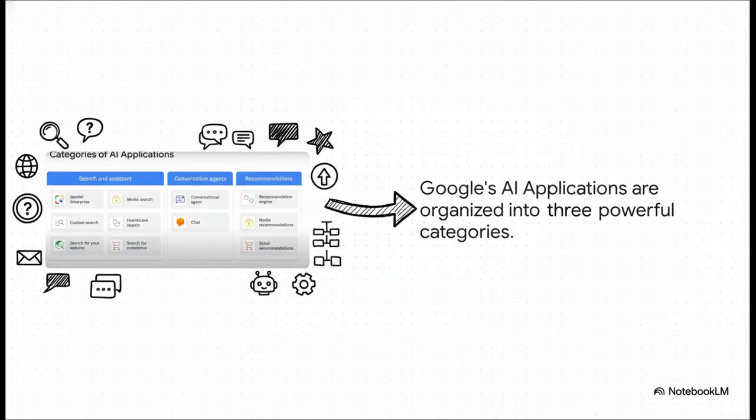So Google basically organizes this whole thing into three big pillars. You've got Search and Assistant, which is all about finding stuff. Then there are Conversation Agents, which is for building really smart chatbots. And finally, Recommendations, which helps you personalize what you show to your users.